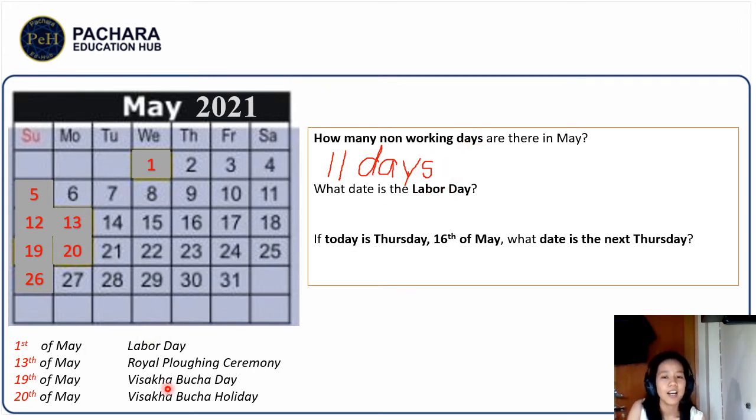All right. And it asks here, what date? Remember, date. It's not day, date. That includes the month, the year, and the date, the number. So what date is Labor Day? Labor Day is a holiday, the day for workers. It's time to relax, workers. It's your day. So as you can see here, the 1st of May is Labor Day.